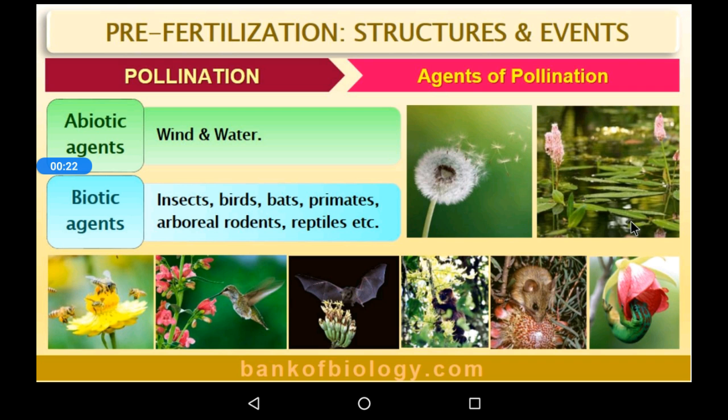The pollinating agents are categorized into two: biotic agents and abiotic agents. Biotic agents means living things such as insects, birds, bats, primates, arboreal rodents, reptiles, etc. And abiotic agents are non-living: wind and water. So here we are going to discuss these in detail.